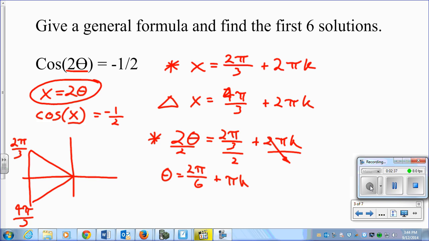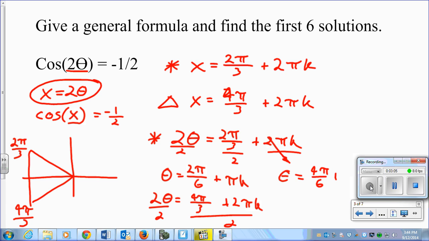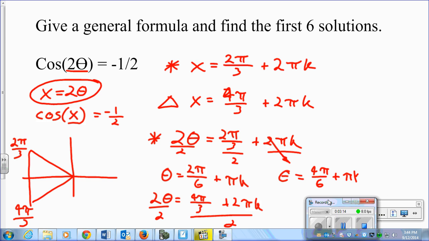Similar strategy to get the second one. Here, I'm going to say that 2 theta is equal to 4 pi over 3 plus 2 pi k. When I divide everything by 2, I get my second part of theta. That's going to be equal to 4 pi over 6 plus pi k.